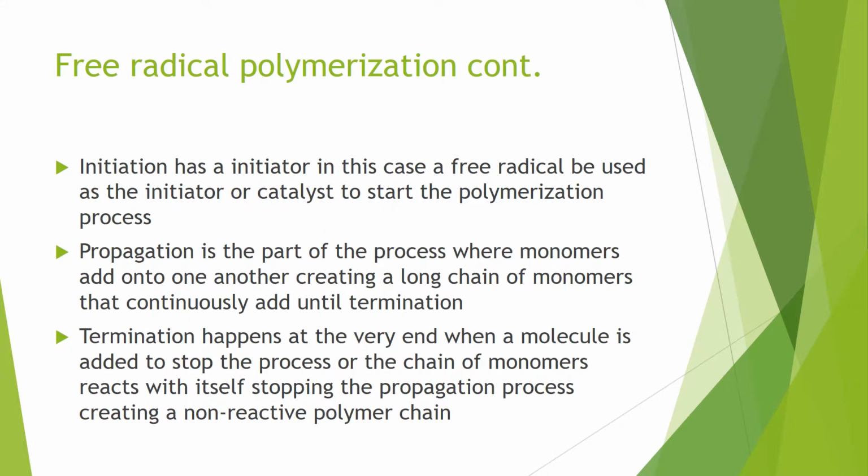The free radical polymerization starts off with the initiation phase, and it just uses an initiator. In this case, we'll just say it's a free radical, and it is used as the initiator or the catalyst to basically kickstart the polymerization process. The second part is propagation, where more monomers just keep adding onto each other continuously until something makes it stop, which happens in the third phase called termination.